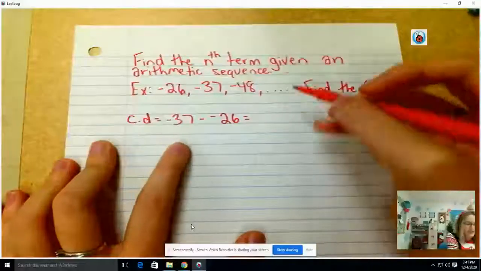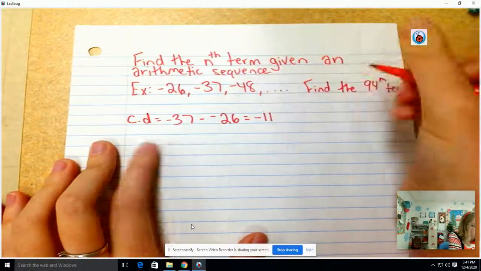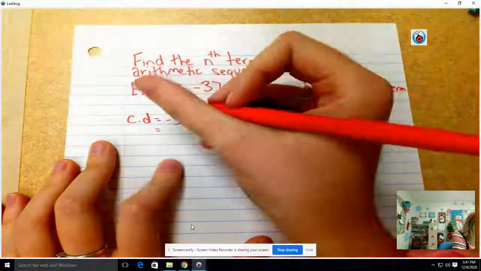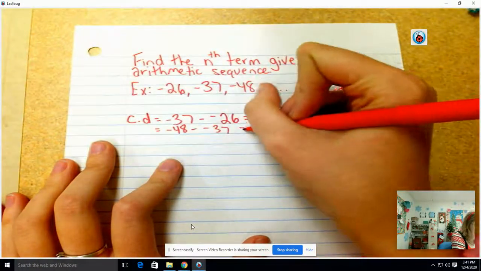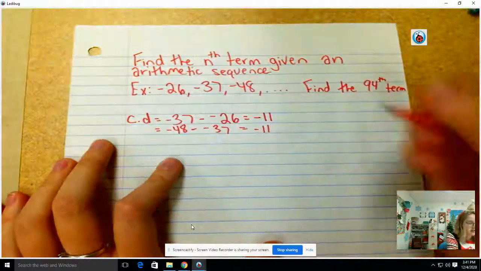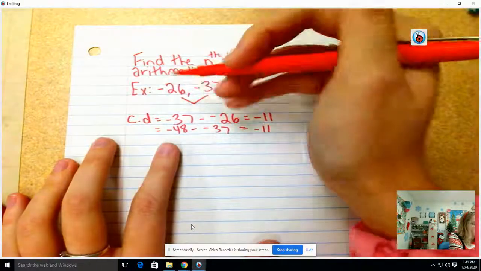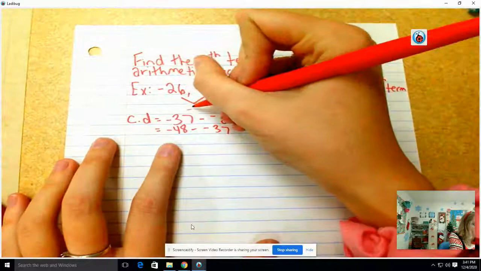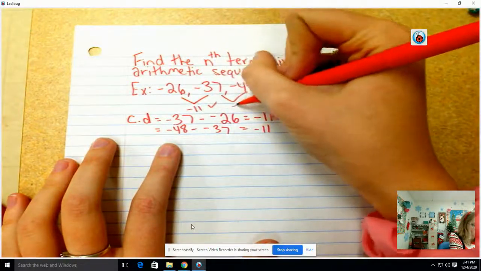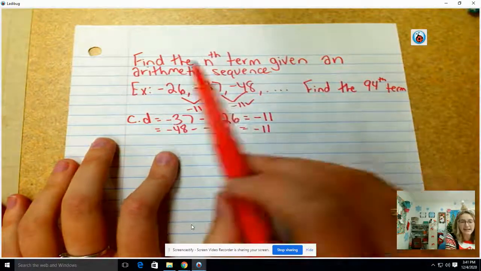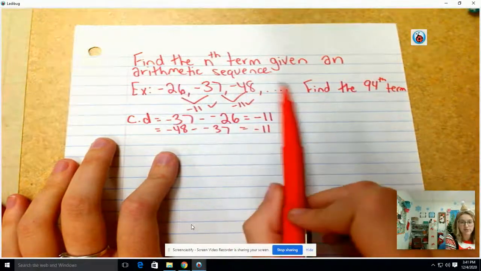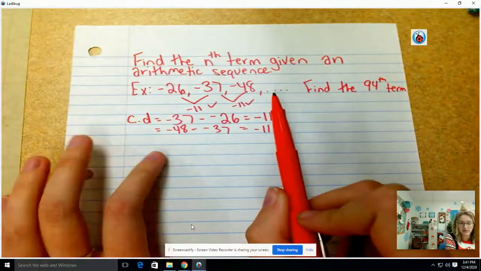Type that in my calculator. That's going to give me a negative 11. Or if I do negative 48 minus negative 37, that's also going to give me a negative 11. I could check it this way as well: negative 26 plus negative 11. Yep, and same thing here. So my common difference is going to be negative 11. I'm adding negative 11 from term to term in order to find my next element in my sequence.